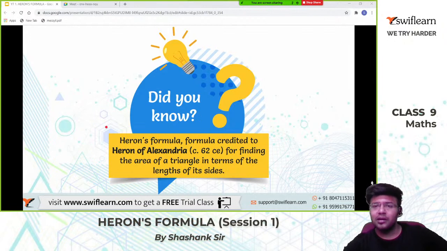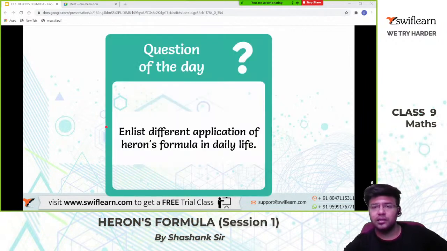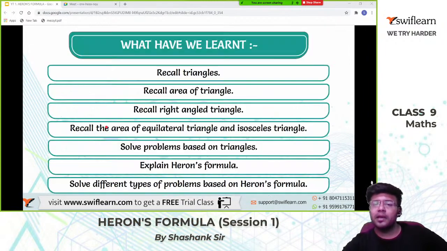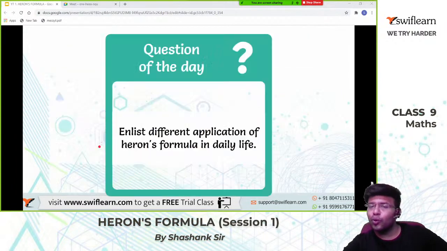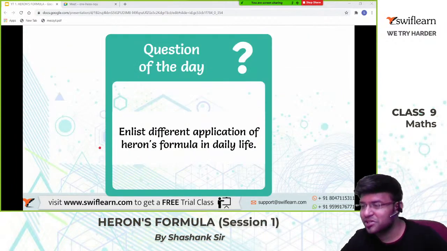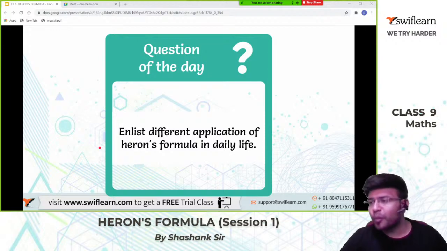Heron's formula credited to Heron of Alexandria for finding area of a triangle in terms of length of its side. Yes. Enlist different applications for Heron's formula in a day life. ओके, डू यू नो, लाइक कैन यू टेल मी सम एप्लीकेशंस जहां पे हीरोइंस फॉर्मूला यूज होता है?